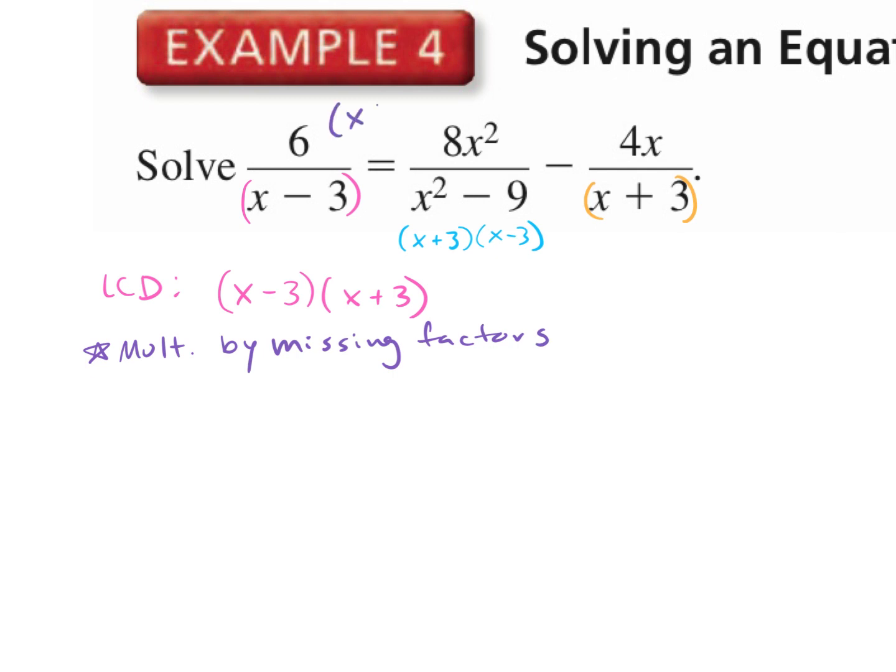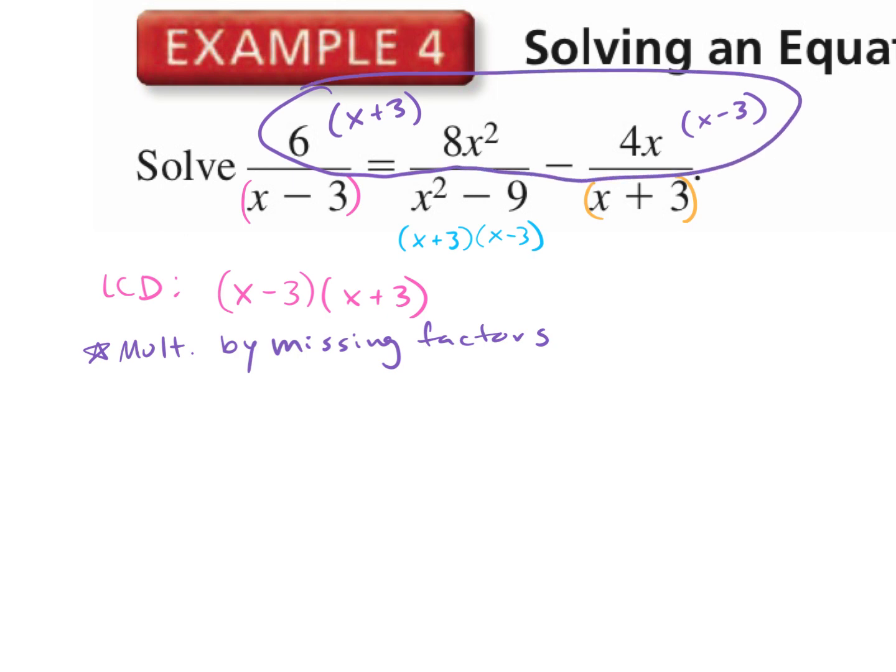So I'm going to multiply this by x plus 3. What's missing in the second one? Nothing. So we can leave that. What's missing in the third? X minus 3. So we're going to only be dealing with our numerators now. So how would I multiply 6 times x plus 3? Distribute, so that gives me 6x plus 18 is equal to 8x squared.